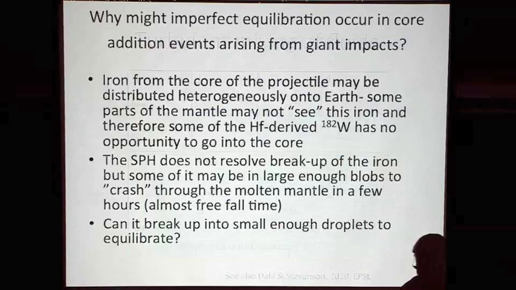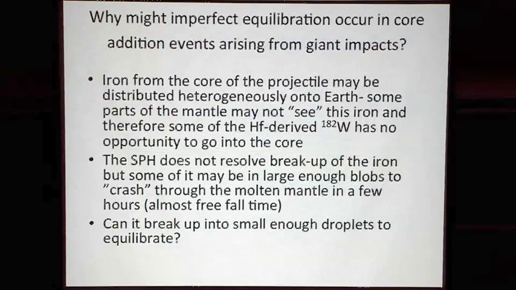One thing to keep in mind is that in a giant impact, the iron is delivered to the surface of the Earth heterogeneously. That's important in particular for the hafnium-tungsten chronology. Imagine that you are a hafnium-182 atom sitting on the far side of the Earth relative to the impact event, and you've decayed into tungsten-182. You're not going to have a chance to get to the core because you're not going to see any iron. You're not going to see the iron from the impact event.